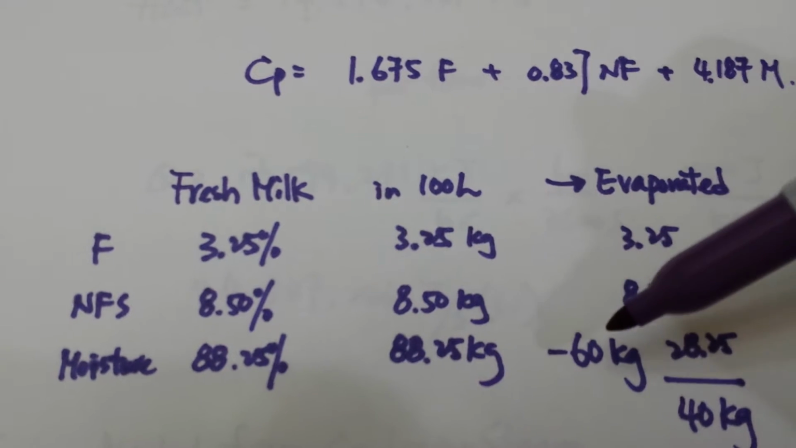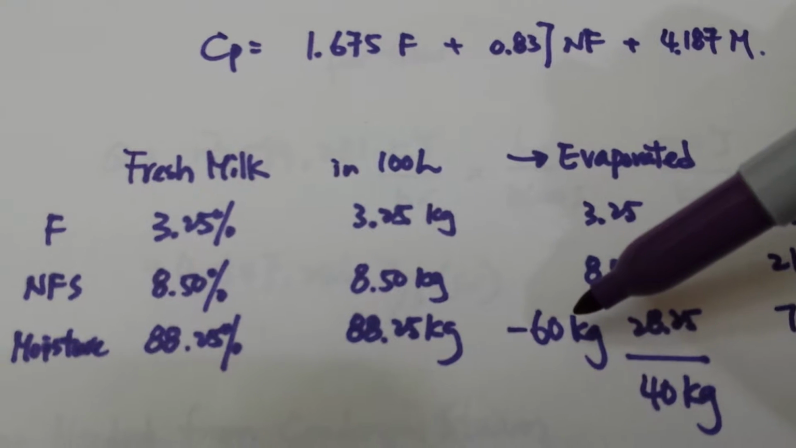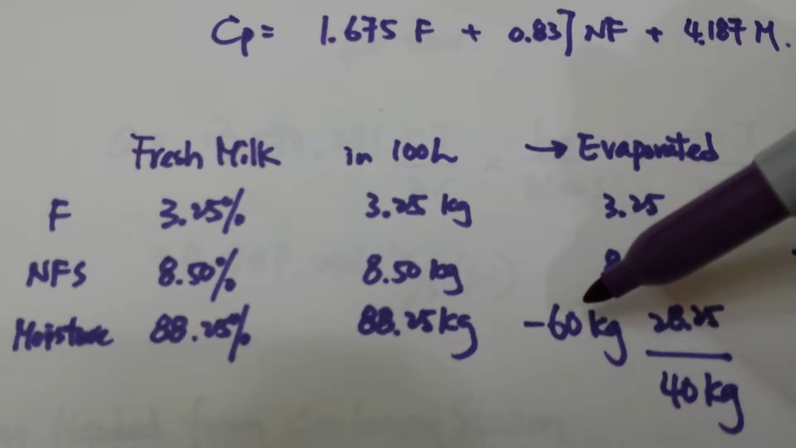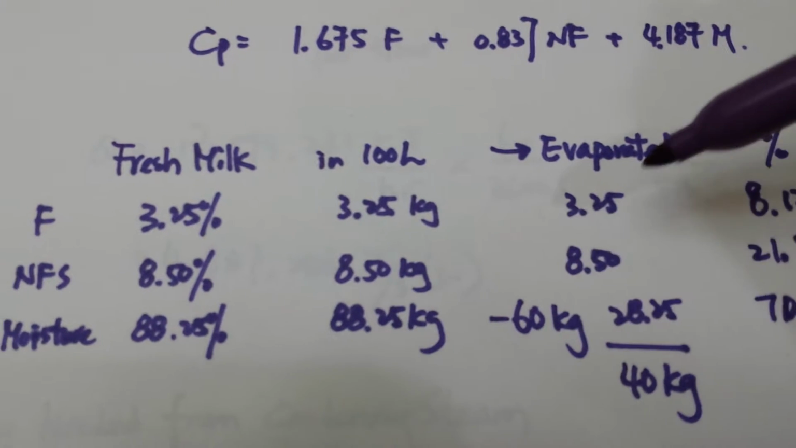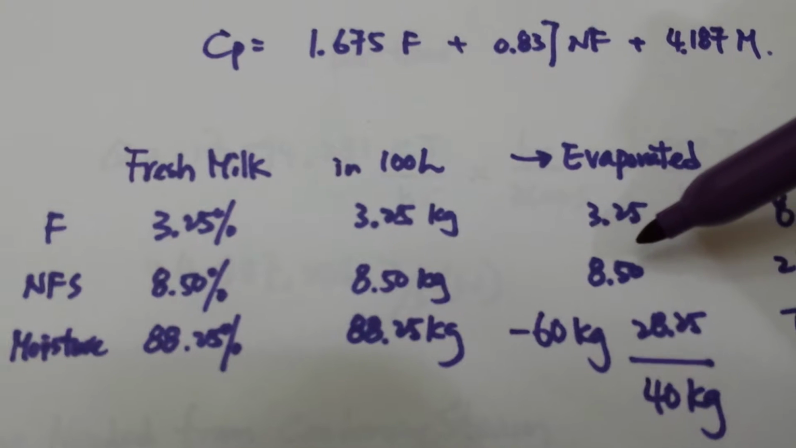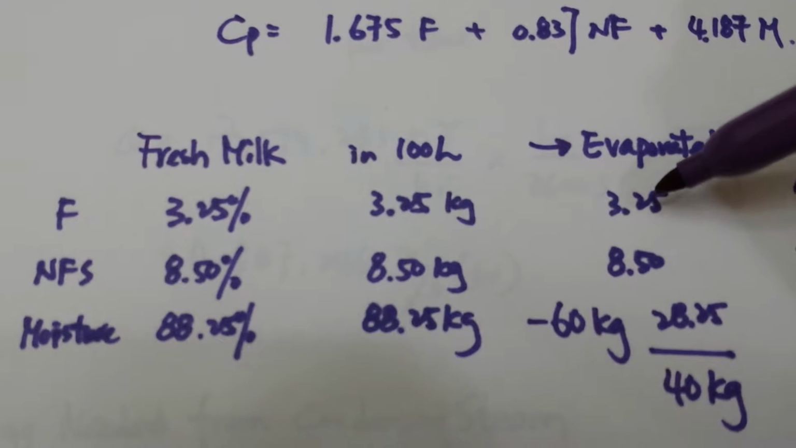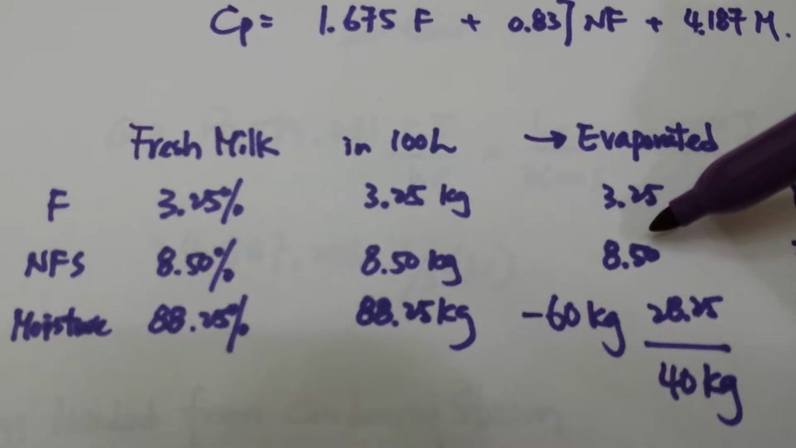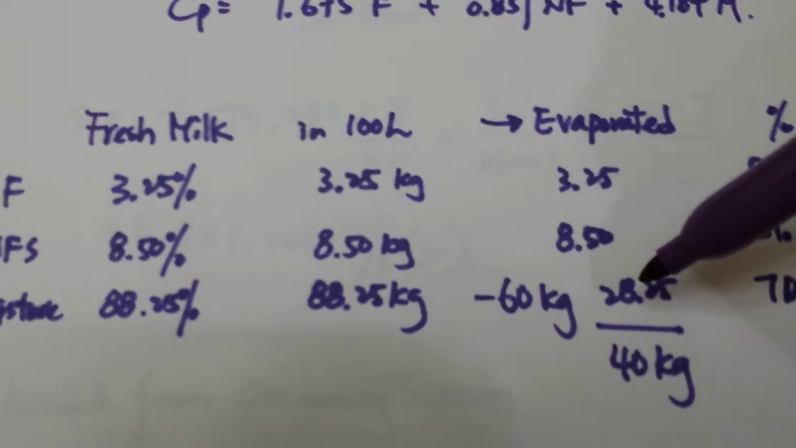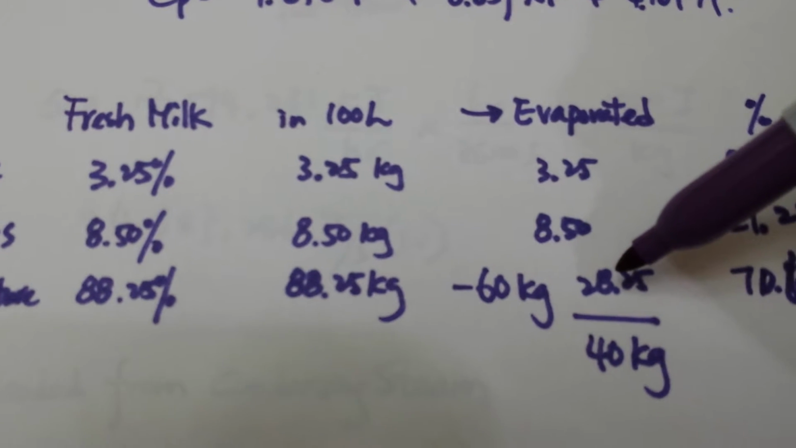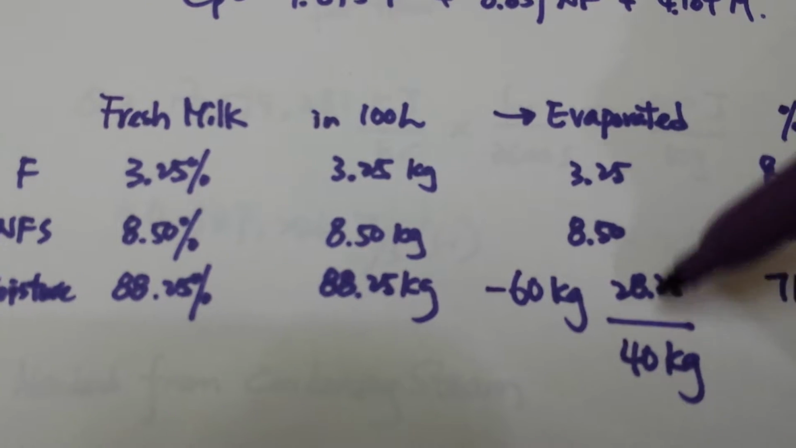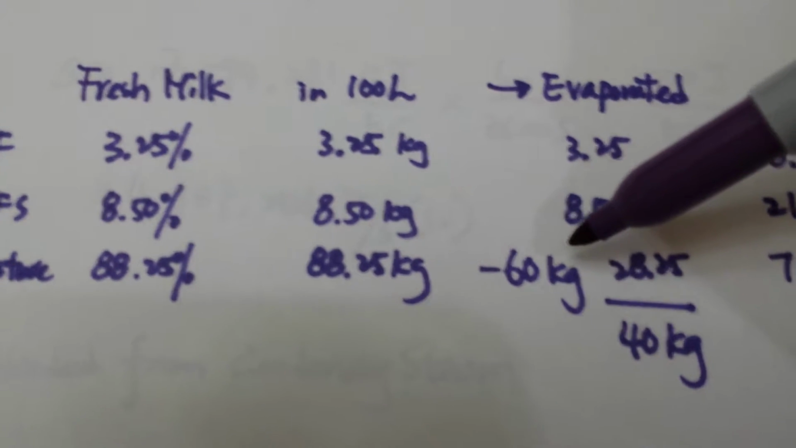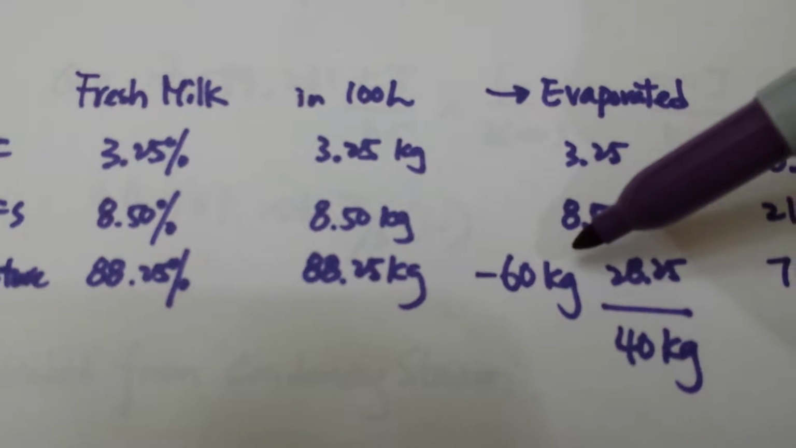So what happened now is during the evaporation, 60 kilograms, 60% of the moisture, is evaporated. But these two amounts, the fat and the non-fat solid, don't change. There's still the same amount of fat and non-fat solid in our end product. The only thing that changed is the net amount of water. The total will be 40 kilograms, sorry, not 40 degrees Celsius, because 60 kilograms of water is gone.